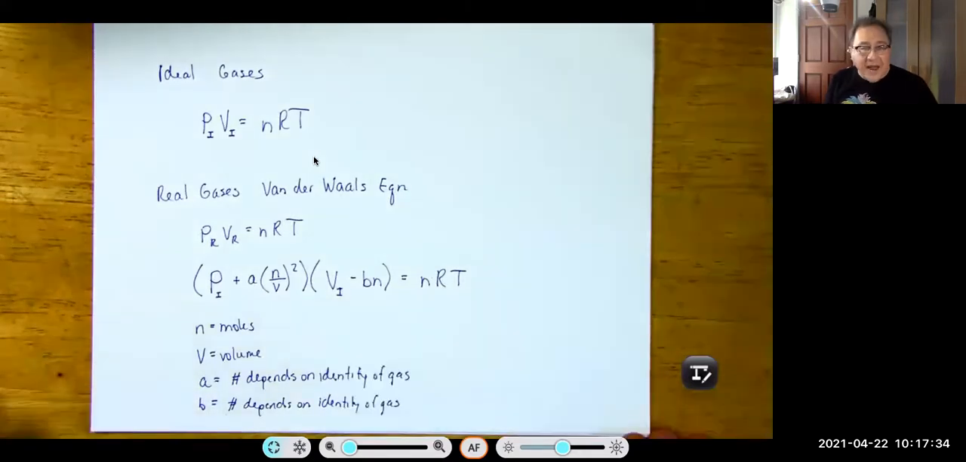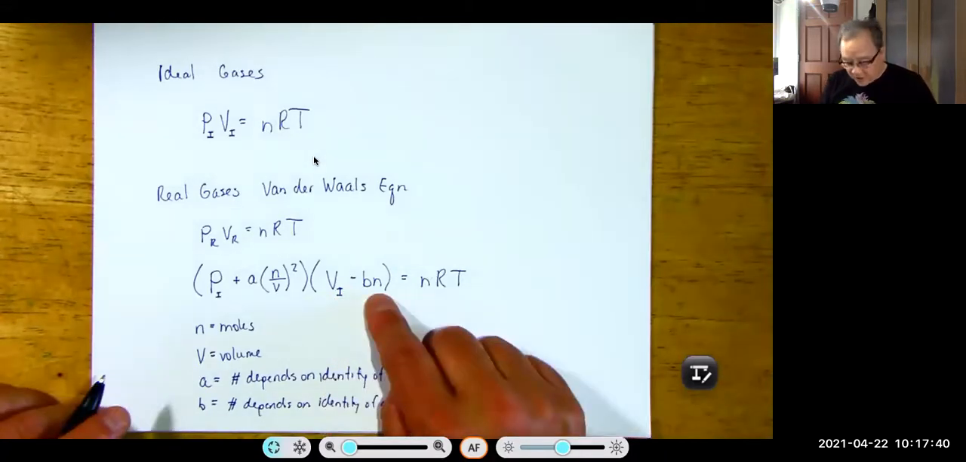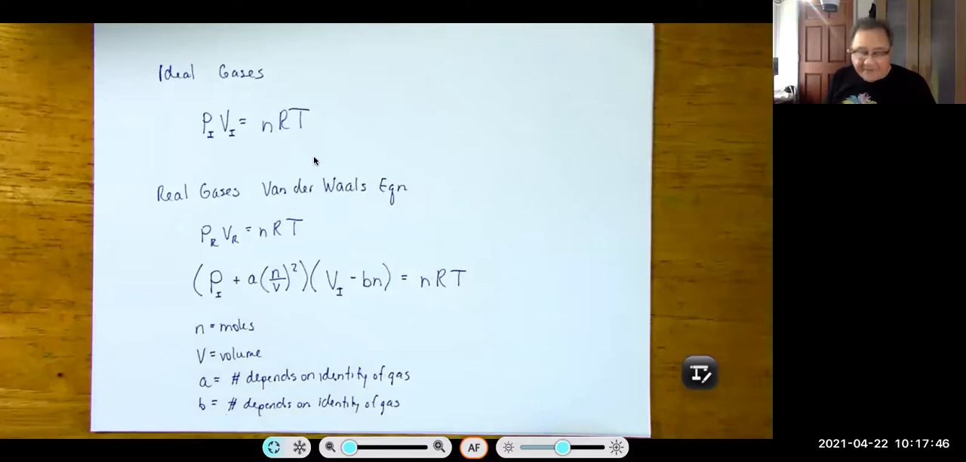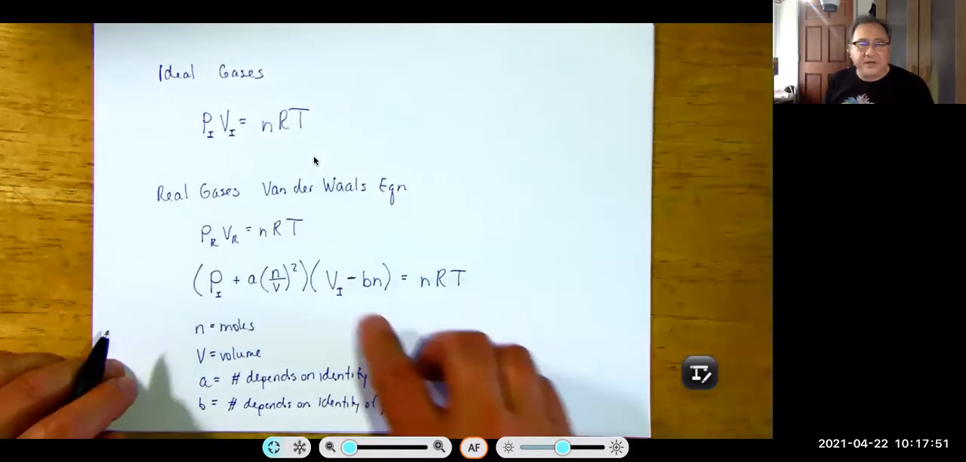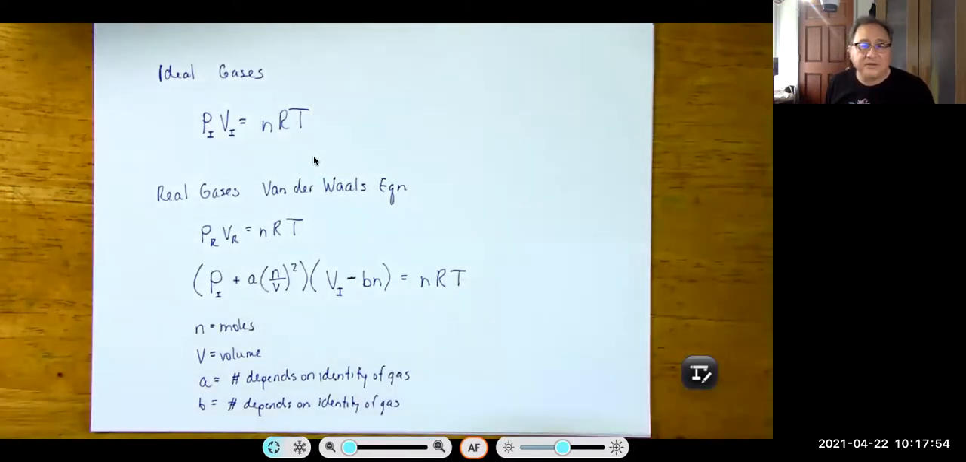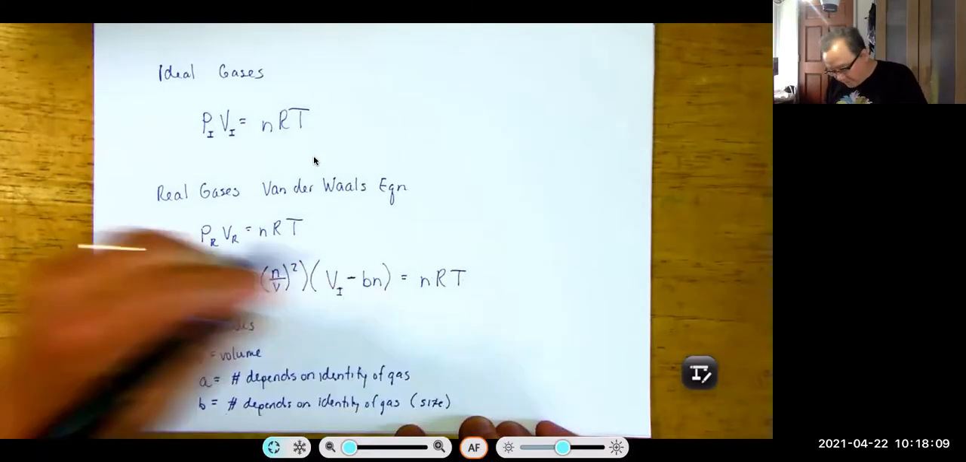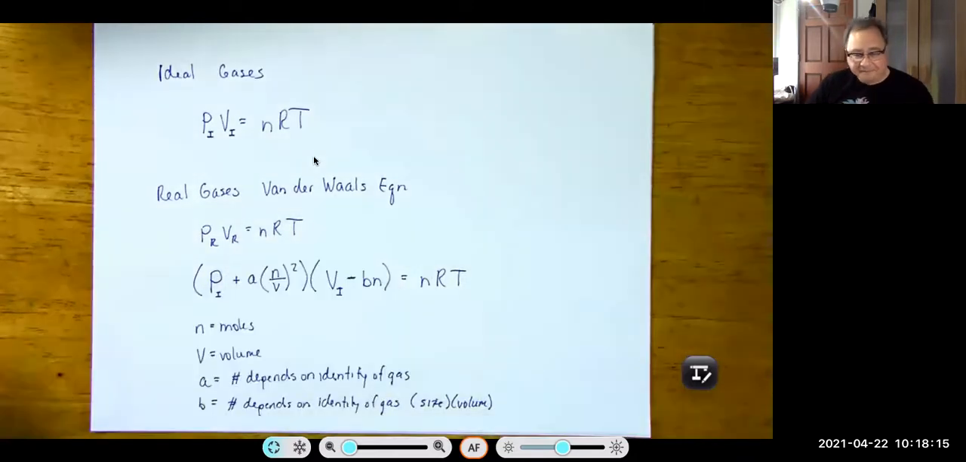So remember, we're subtracting b times n. And doesn't it make sense that the more moles you have, the more liquid you're going to have at the bottom and the less volume you'll have? So that's why we have the n in there. That's pretty evident. So what does b depend on? b depends on the size of the molecule. So larger molecules have bigger b's and smaller molecules have smaller b's. So b depends on the identity of the gas, and we're just going to say size. And really, we're talking about volume, correct? Not mass, but volume.